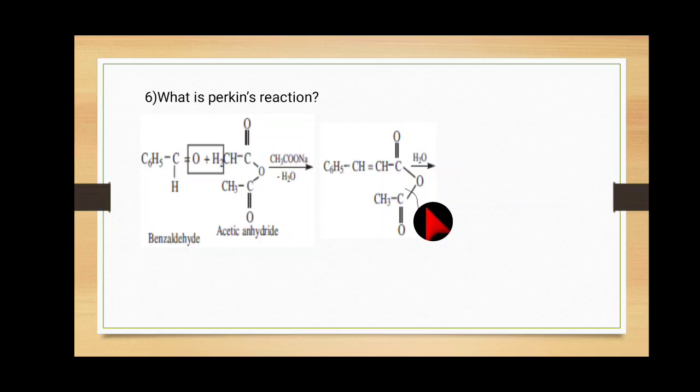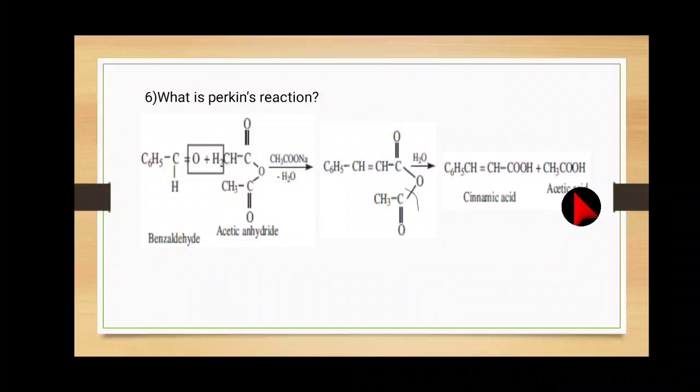So bond cleavage occurs between CH3CO and oxygen here. Now what is the product? Cinnamic acid. Here H will go, C double bond O with OH, so acetic acid is formed. Here H will go, so we get cinnamic acid: C6H5, CH double bond CH, COOH. This is known as the Perkin reaction.